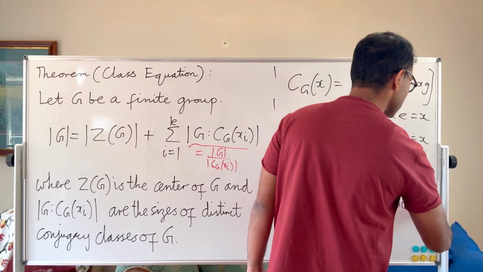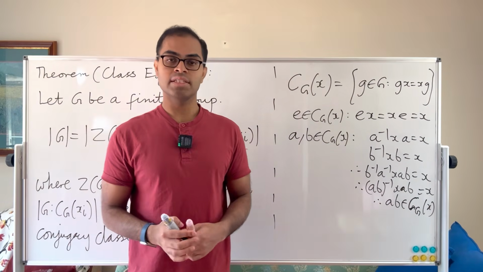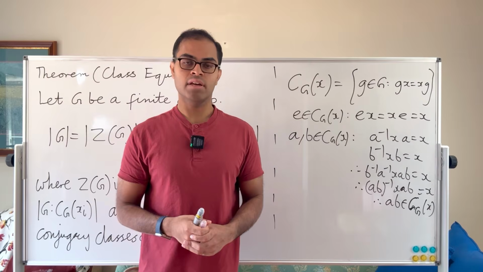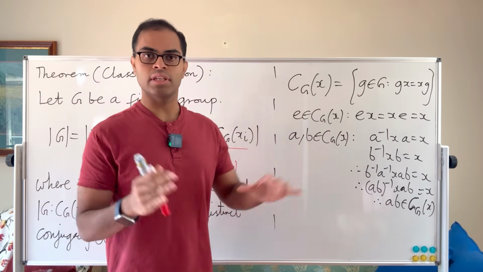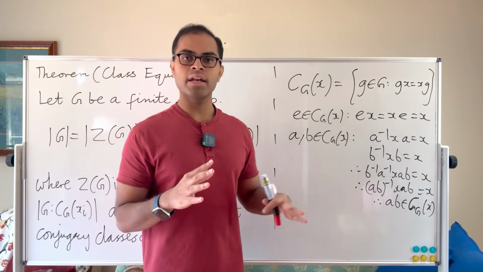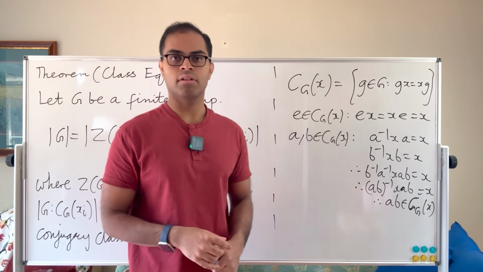And I just want you to do as an exercise, drop a comment down below, why the inverse of something in the centralizer is again in the centralizer. Okay, so that's going to be a nice little trick. Try to show that. That shows the centralizer is a subgroup. And now we want to understand why the size of the centralizer of x times the size of the conjugacy class of x is the size of G.